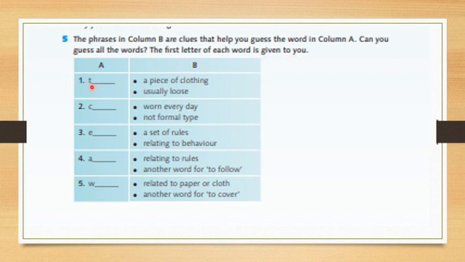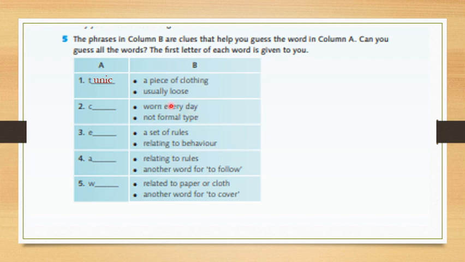The first letter here we have T, C, E, A, W. So the first letter is given here. And now here we have two clues for each word. Look at the first one. It is a piece of clothing, usually loose. A piece of clothing, قطعة قماش, usually loose, فضفاض. So what is it? Look here. It is tunic.